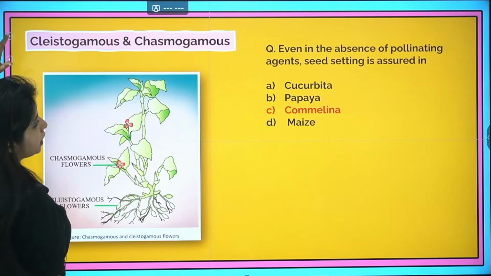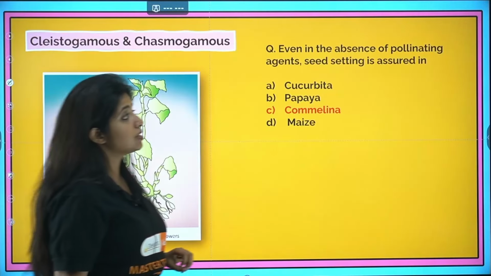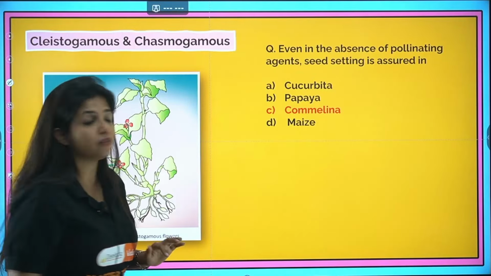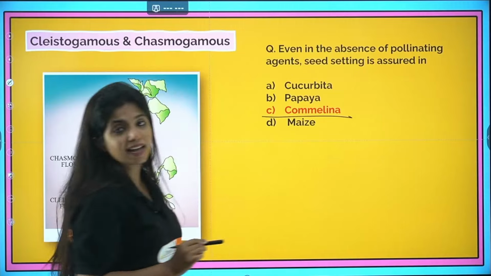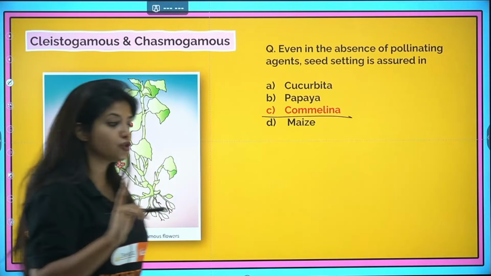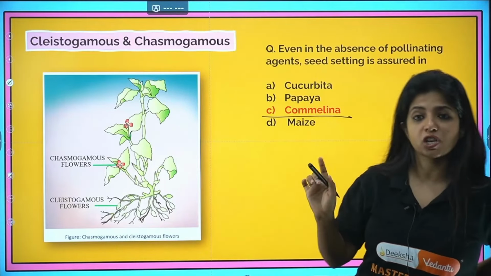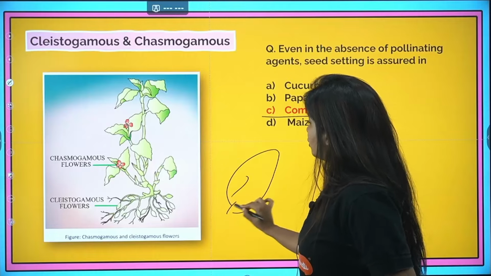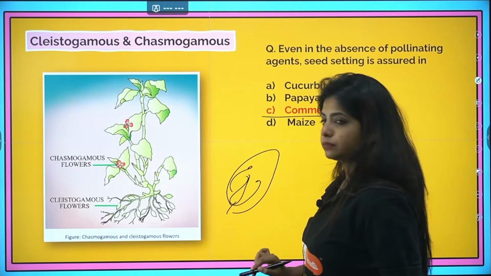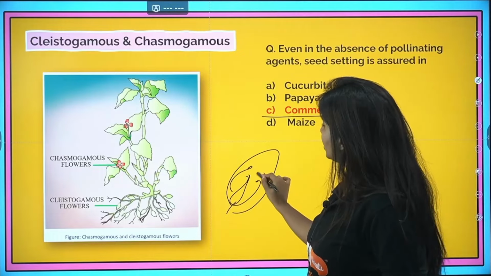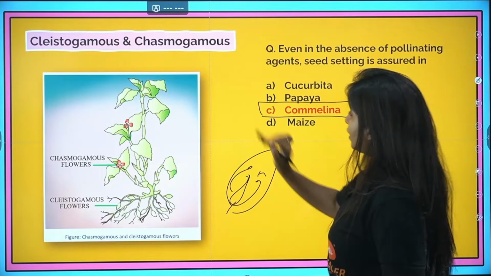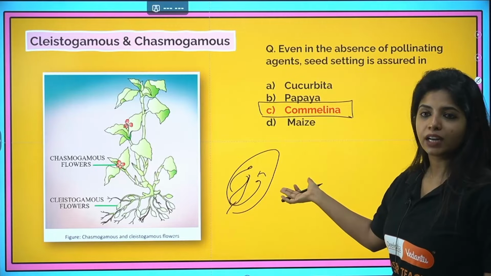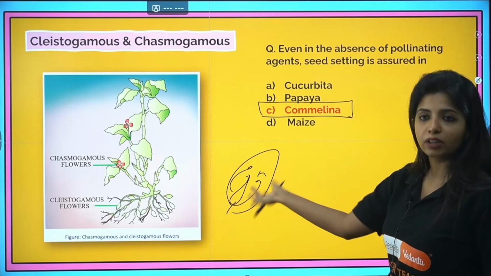Going ahead, even in the absence of pollinating agents, seed setting is assured in. So you should know the example of cleistogamous and chasmogamous flowers. Commelina, oxalis and viola are plants which show cleistogamous and chasmogamous types of flowers. Over here, cleisto means they are closed. Closed means they have the female as well as the male part, both of them are there, my dear children. So this would definitely show self-pollination. You do not need any pollinating agents, since they are closed and have everything in there itself.